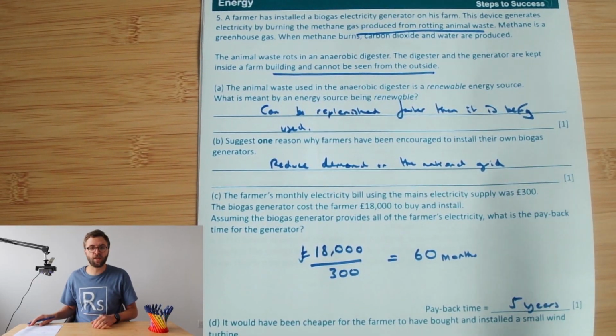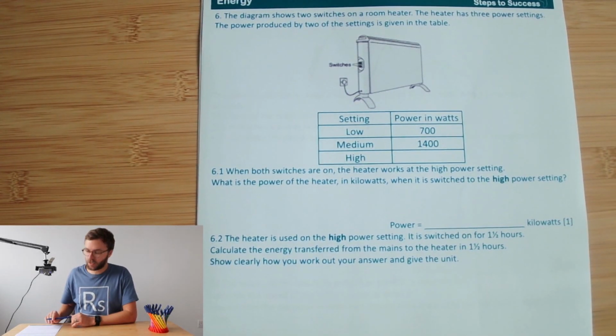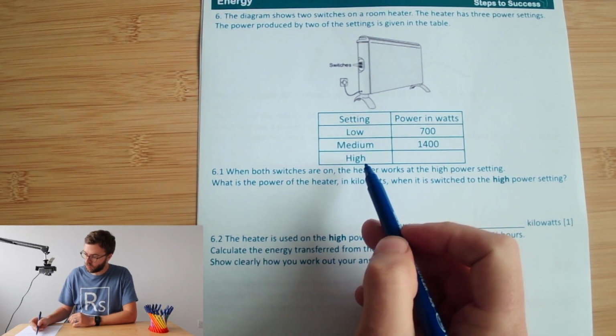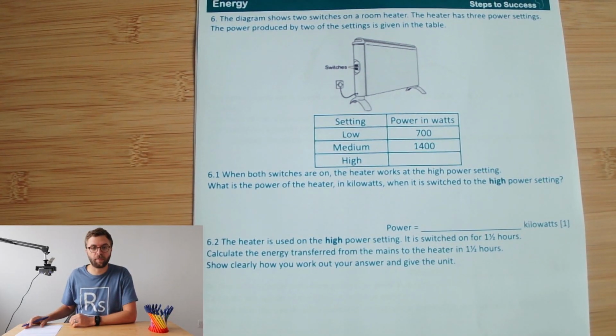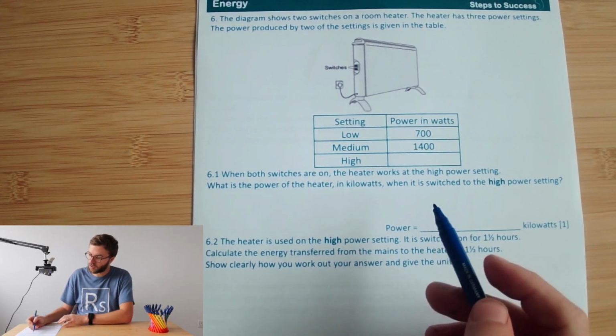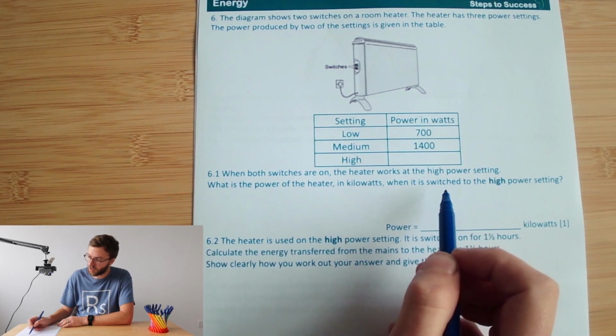Let's move on to question 6. In question 6, we've got a diagram which shows two switches on a room heater. The heater has 3 power settings, low, medium and high, and as you can see it's given us the power for 2 of them. So when both the switches are on, the heater works at the highest power setting. What is the power of the heater in kilowatts when it's switched to the high power?